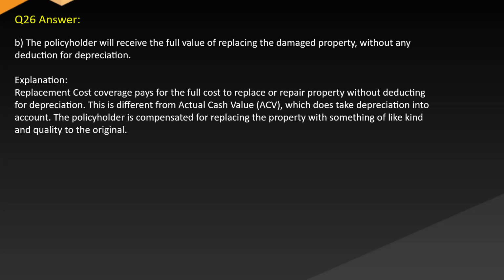Answer: B. The policyholder will receive the full value of replacing the damaged property without any deduction for depreciation. Explanation: Replacement cost coverage pays for the full cost to replace or repair property without deducting for depreciation. This is different from actual cash value (ACV), which does take depreciation into account. The policyholder is compensated for replacing the property with something of like kind and quality to the original.